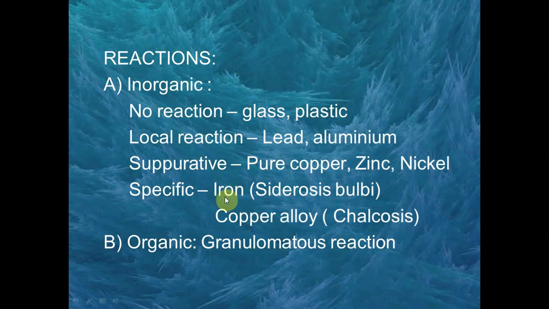The specific types of reactions are the ones caused by iron foreign body, which is called siderosis bulbi, and the one with a copper alloy, which is called chalcosis. Now both of these are important short notes for you. If it is an organic foreign body, what we mostly see is a granulomatous reaction, which is basically a lot of inflammation and inflammatory cells in and around the foreign body.